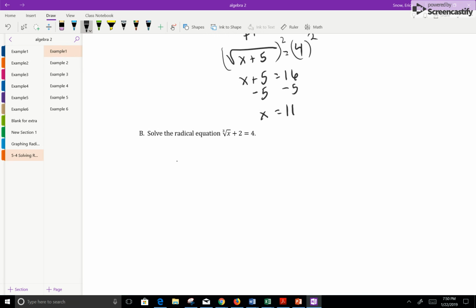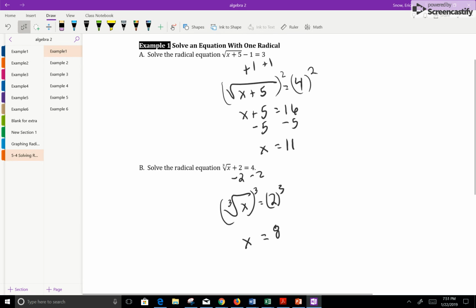Let's look at what we do with one with a cubic. So again, we're going to get the radical by itself by subtracting 2 from both sides. We get the cube root of x equals 2. And then to undo a cube root, we cube both sides of the equation, and we get that x is going to be 8 because 2 cubed is 8.